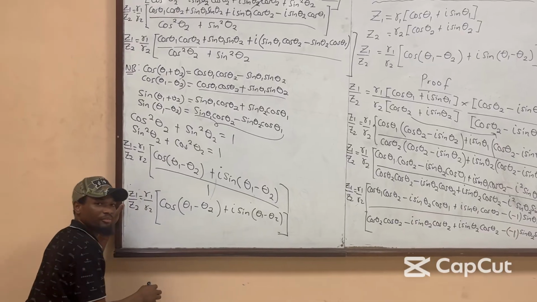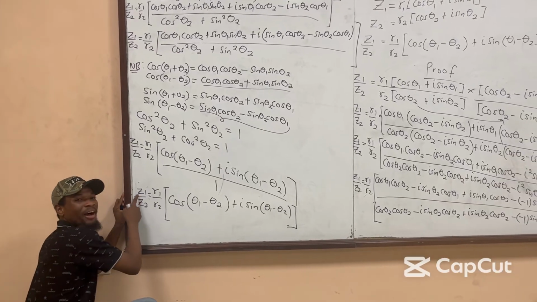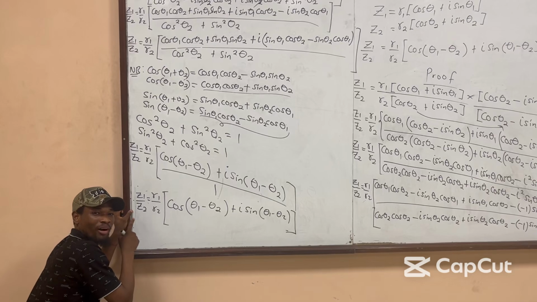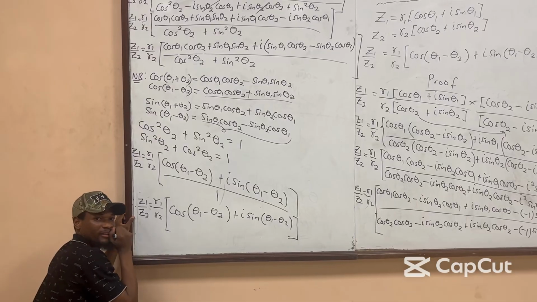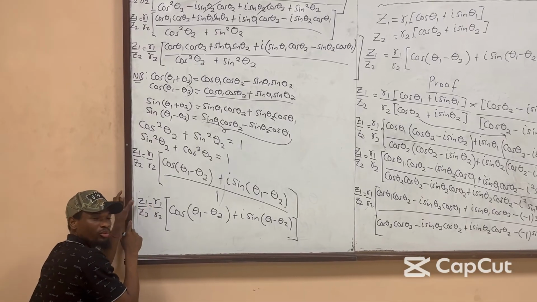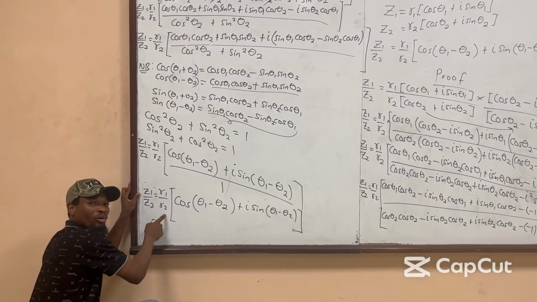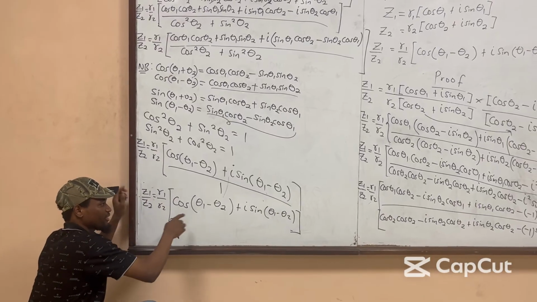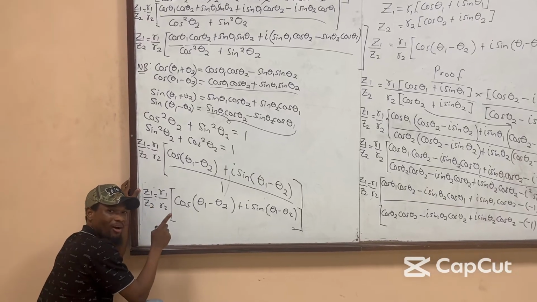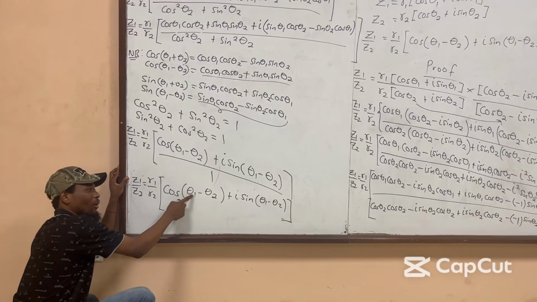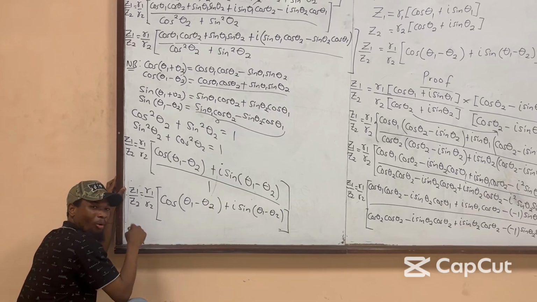That's it. Viewers, this is the proof. This is the reason why whenever you divide complex number 1 over complex number 2, this is the expression you are supposed to get. You divide the modulus of complex number 1 by the modulus of the other complex number. Then you take cos of the angle, subtracting one angle from the other. This theta 1 is coming from complex number 1, and theta 2 is coming from complex number 2.